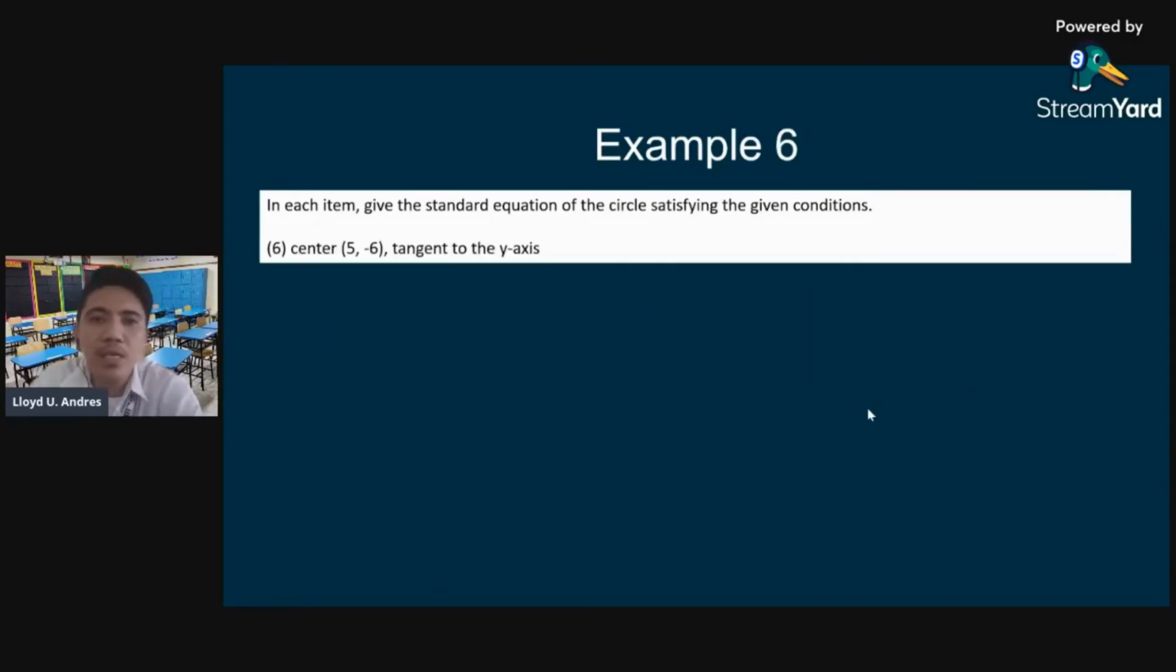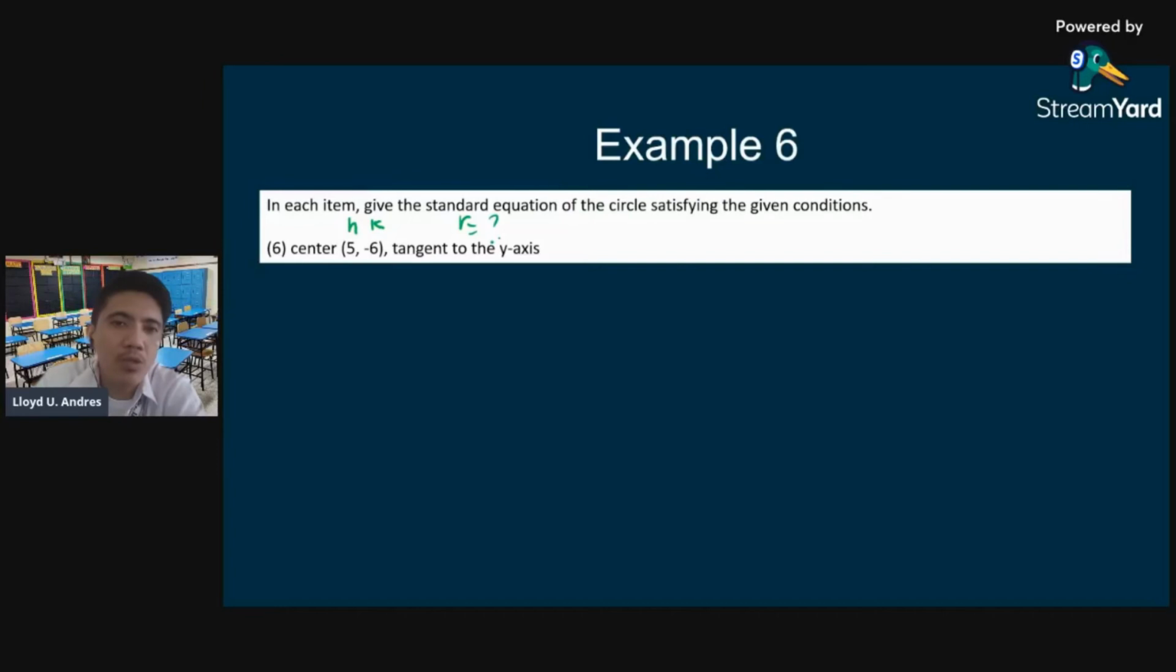Let's discuss another example. The given circle has a center of 5 and negative 6, and another condition is that it is tangent to the y axis. From here, we can directly determine that the value of h is 5 and the value of k is negative 6. But there is no data that tells you the length of our radius.